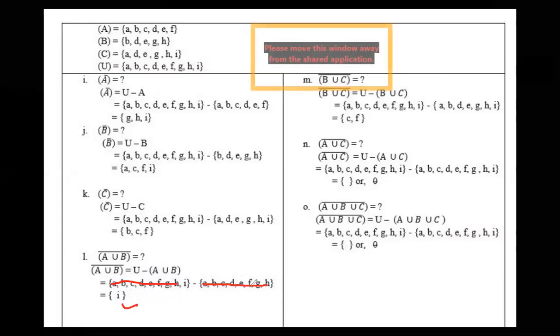So A, B, C, D, E, F, G, H and A, B, C, D, E, F, G, H. Okay, so they are cancelled. So what is the remaining number? I is remaining. So I is our answer.